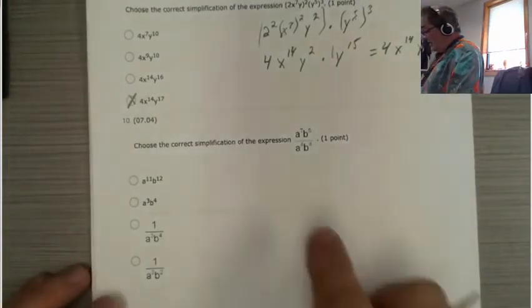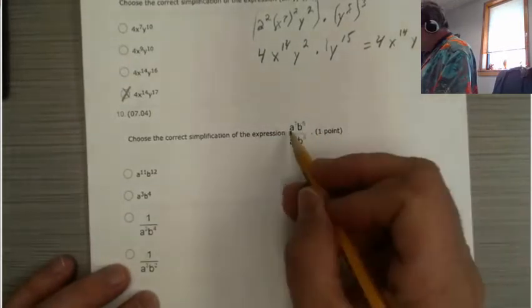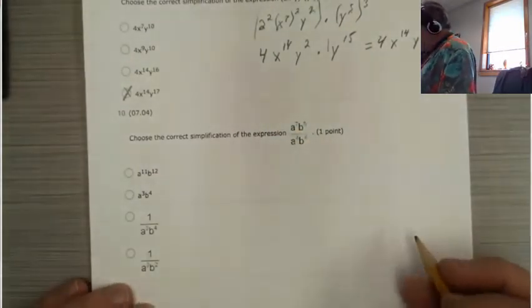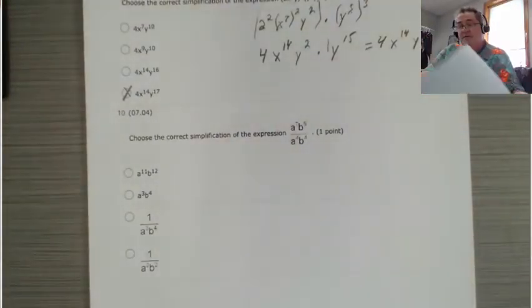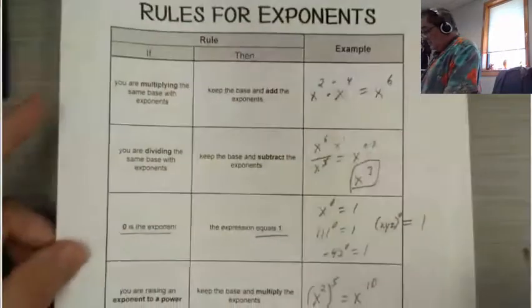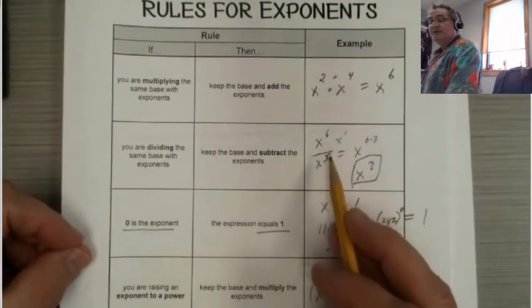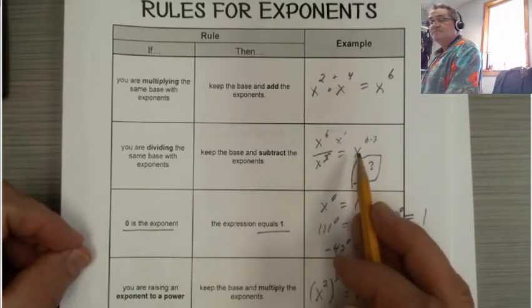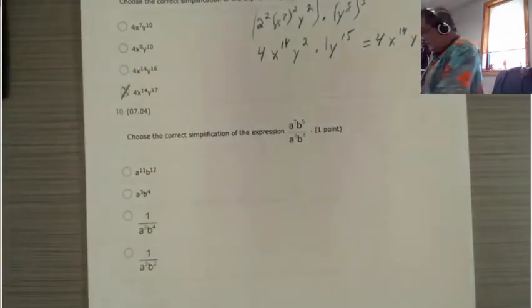All right. Now we have a term divided by a term. A quotient: a to the 7th, b to the 8th, over a to the 4th, b to the 4th. So our rule, if we go back to our rule sheet, when you're dividing, you subtract the exponents. X to the 6th divided by x to the 3rd was x to the 3rd, 6 minus 3. So we have to subtract.